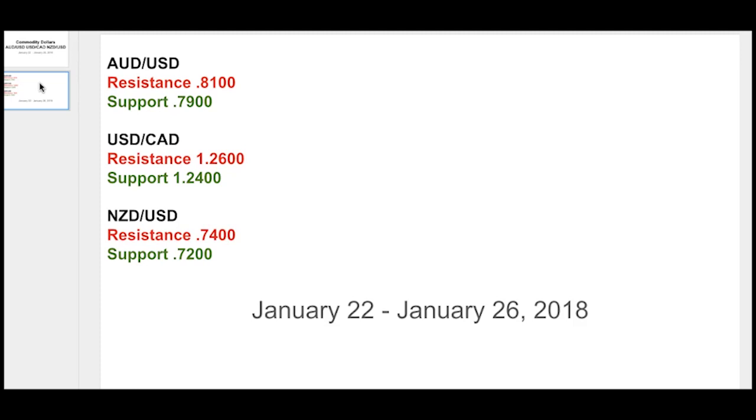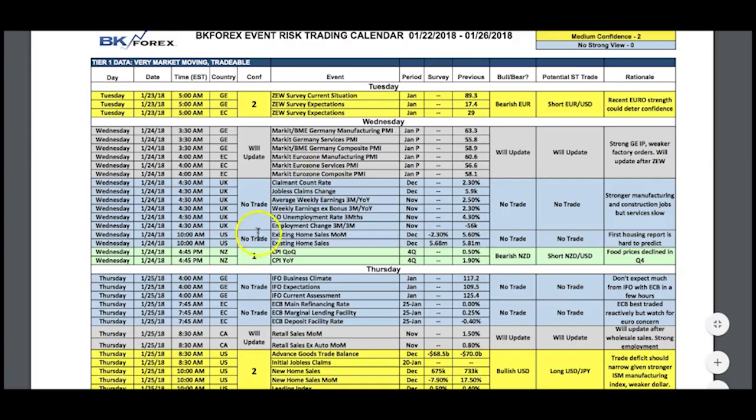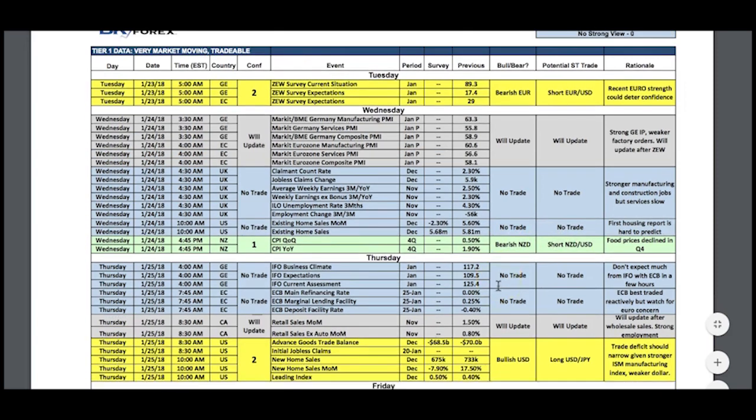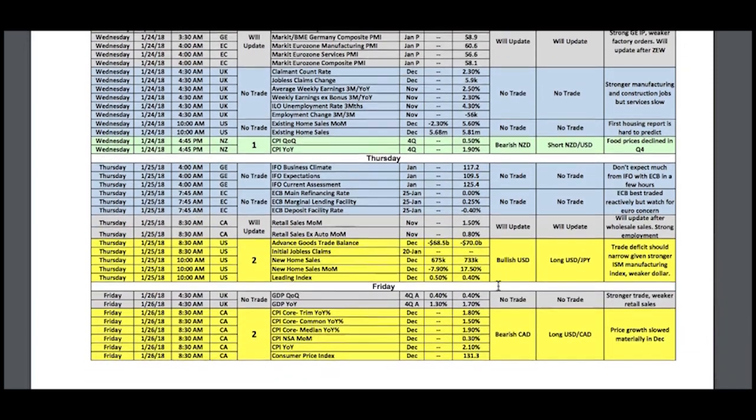And then, of course, on the Kiwi side, it's just sort of a slow variant of what Aussie is doing. They've been mirroring each other quite a lot. 74 is the resistance here, support is 72. Very little on the calendar this week. I think the only thing we have in COM dollar land is the Kiwi CPI data, which we are a little bit bearish on. And Kathy thinks that that's going to be a short to the Kiwi, and that's it.